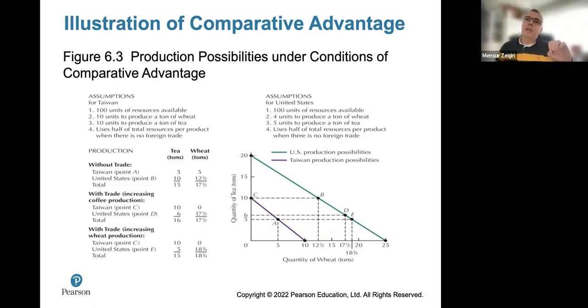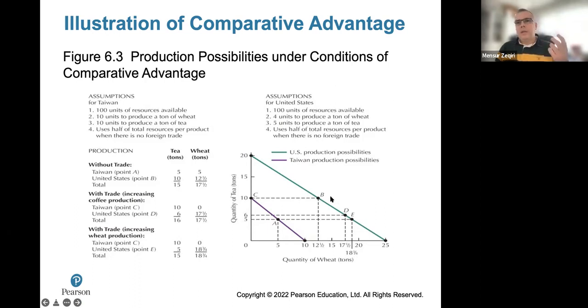However, we can say that the United States has a comparative advantage only in wheat, because with the same amount of resources that they can put in, they can produce much more wheat than they can produce tea in these cases, which was the point B here.